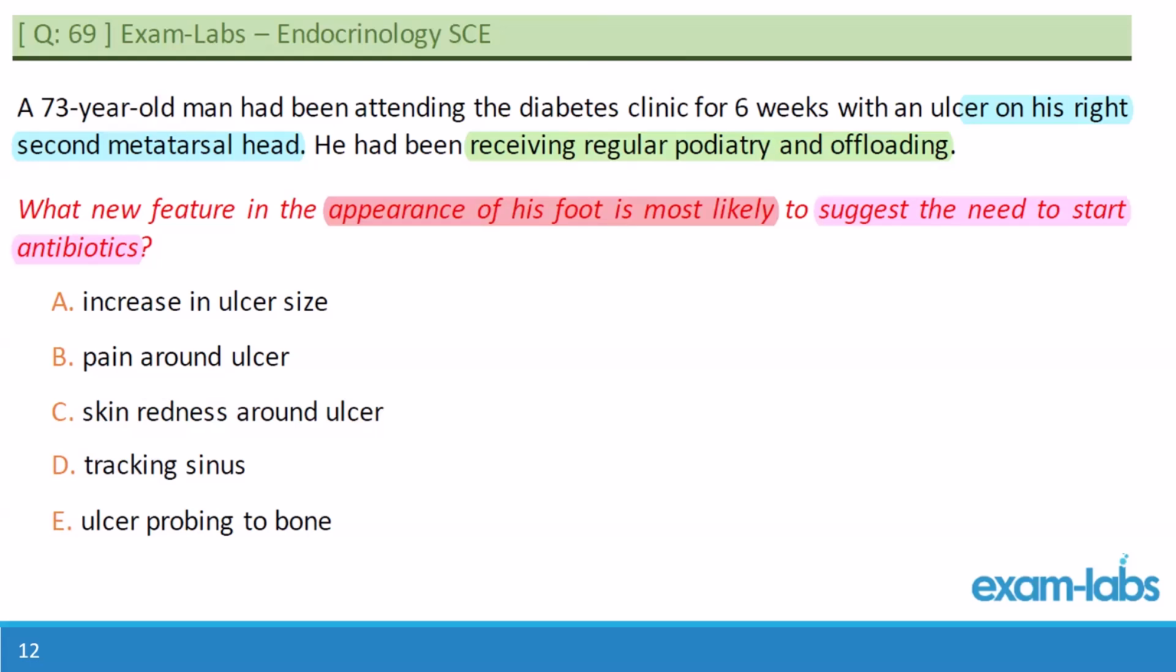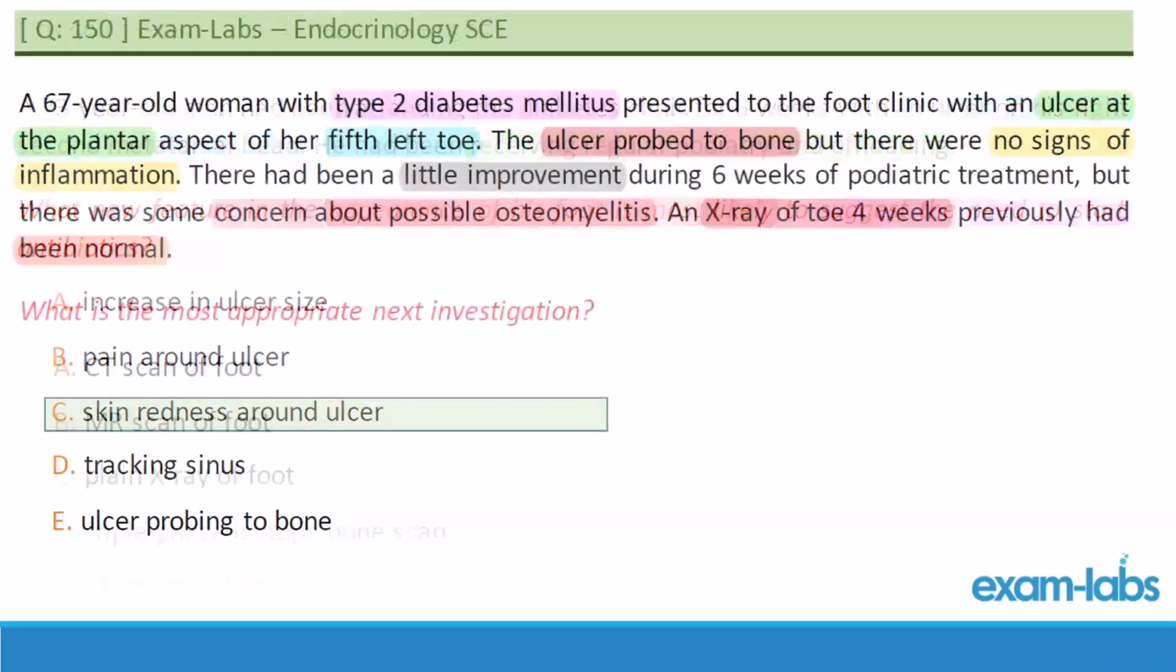Increase in ulcer size, pain around the ulcer, skin redness around the ulcer, tracking sinus, ulcer probing to the bone. Which suggests the need to start antibiotics? What is the sign of inflammation? Yes, skin redness. Sign of inflammation is skin redness, not pain.